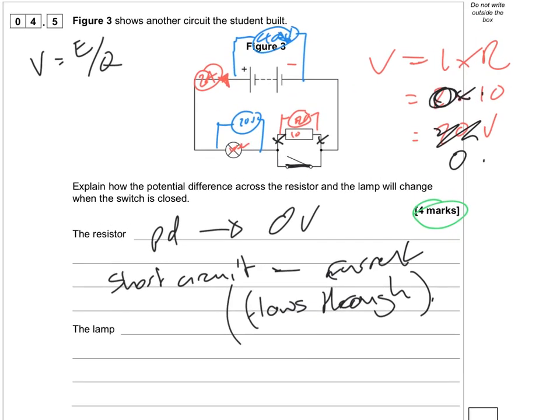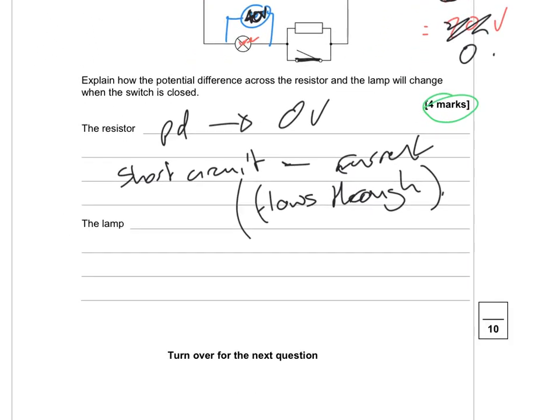Right, considering those numbers then, if we now have no potential difference across that resistor, well, I'm still putting 40 volts in. That 40 volts has got to go somewhere. So that means that 40 volts is all going to go to the bulb, so the bulb will get brighter. So in this case, the potential difference increases.